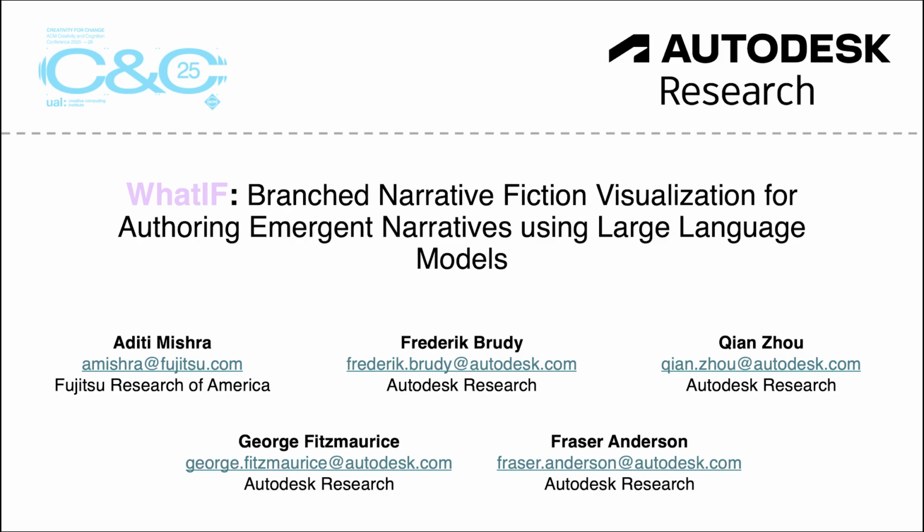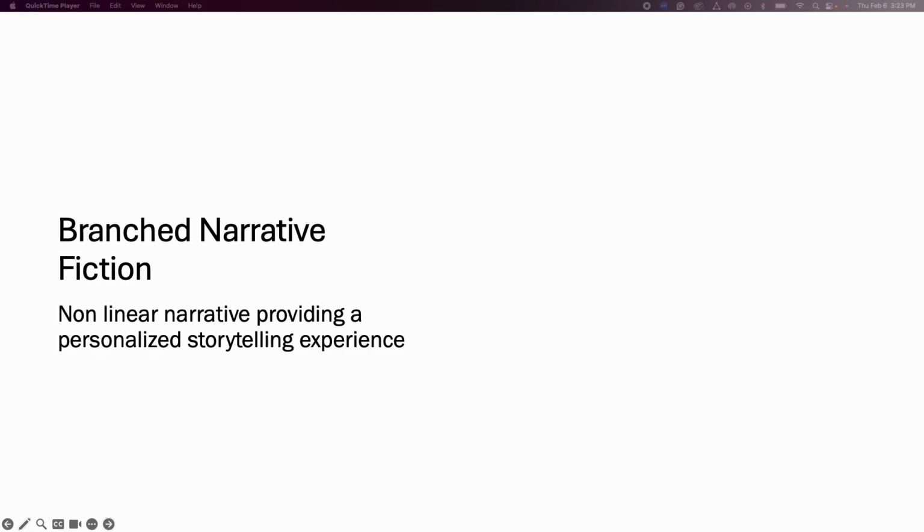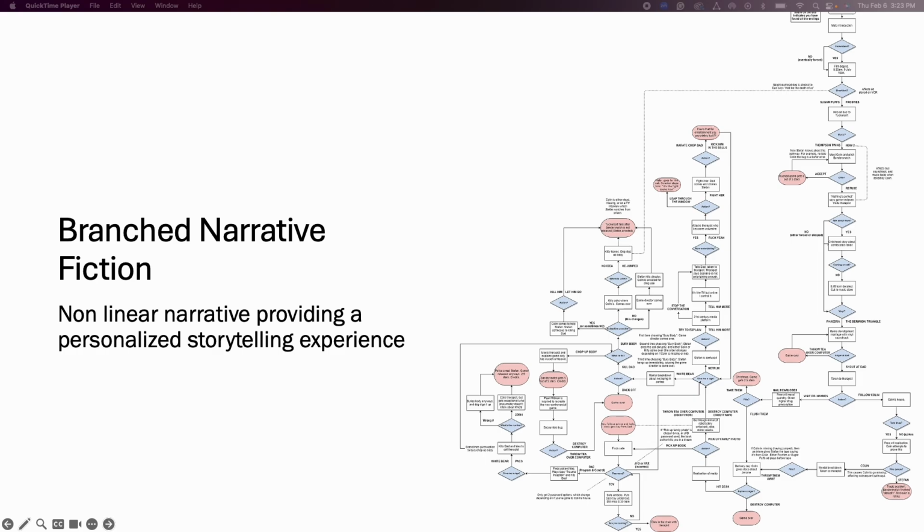Hello, in this video we give the motivation and a brief overview of WhatIF, a novel tool designed to transform simple linear narratives into rich branched narrative fiction. Branched narrative fiction is a form of interactive storytelling that uses a non-linear narrative to diverge into multiple paths based on choices provided. In such fictions, the consumer of the story takes an active part in fleshing the story out by choosing options, with every decision creating a unique narrative.